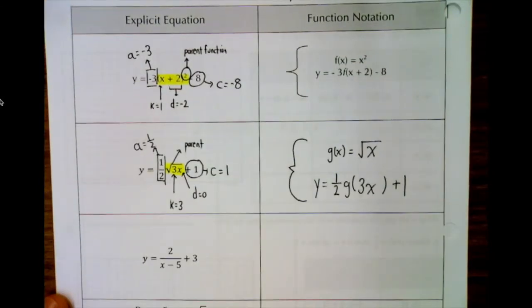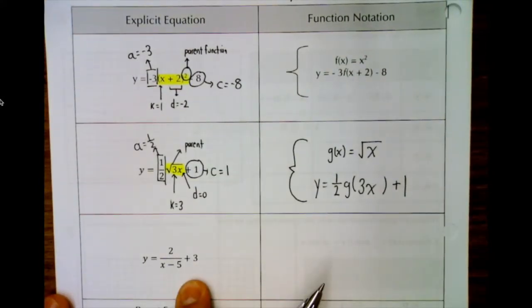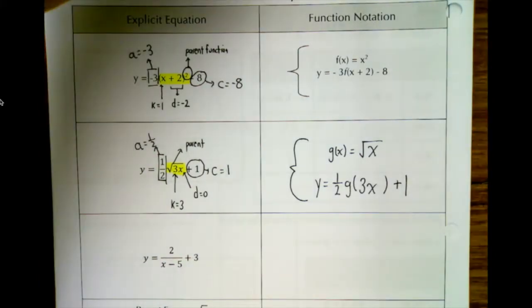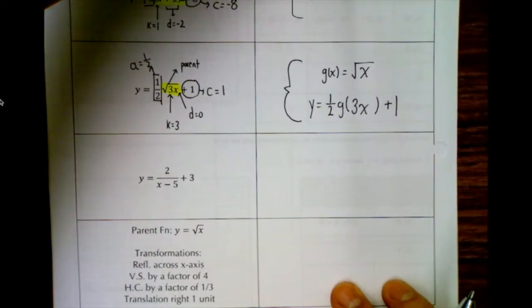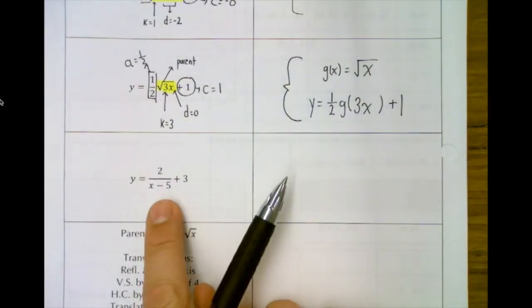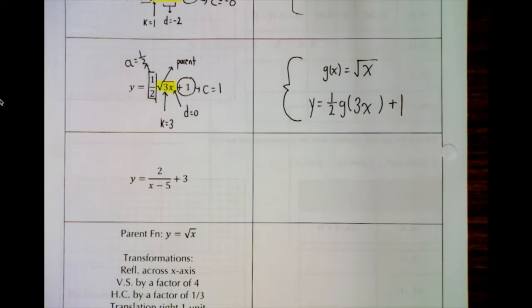I'm going to leave this example for you to try on your own. We're going to move on to the last example. Once we finish this last example, try this second example here by pulling out the parent function and looking for the transformations. Once you've done that, go check with the solution to make sure you got it right. And if you're not sure after that, we can clarify tomorrow in class.